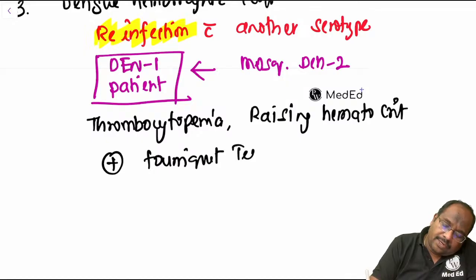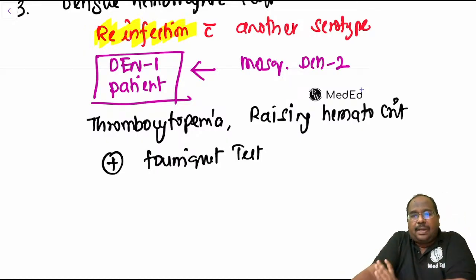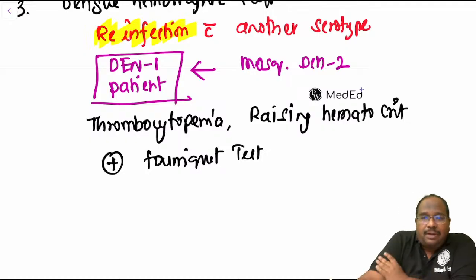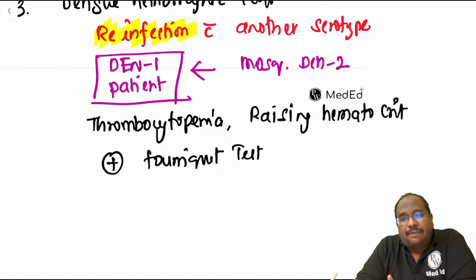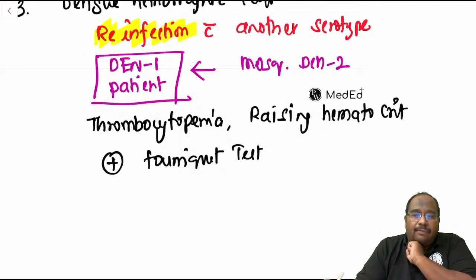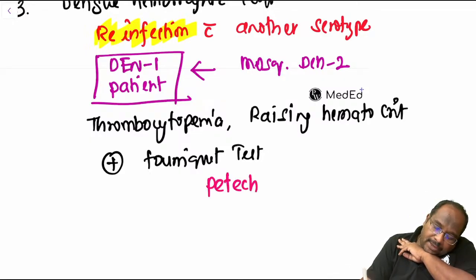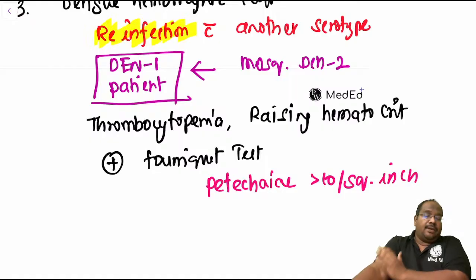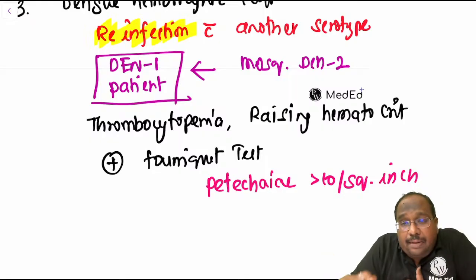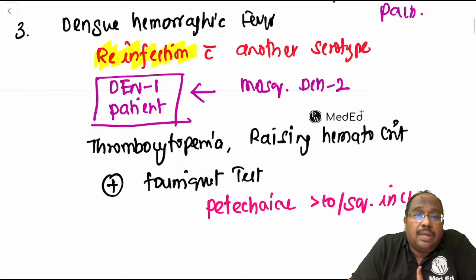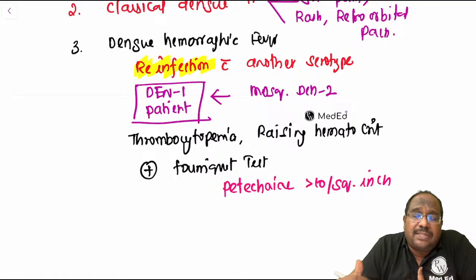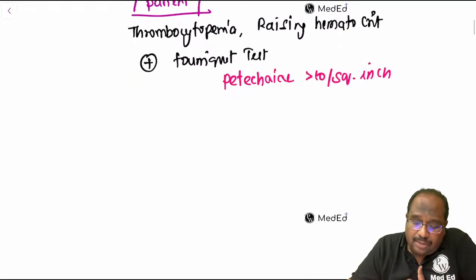For the tourniquet test, you use the BP cuff and inflate it for 5 minutes. After 5 minutes, you look for petechiae. More than 10 petechiae per square inch means it is positive. This is dengue hemorrhagic fever. The patient is already reinfected with another serotype.